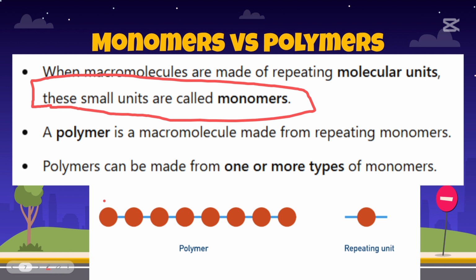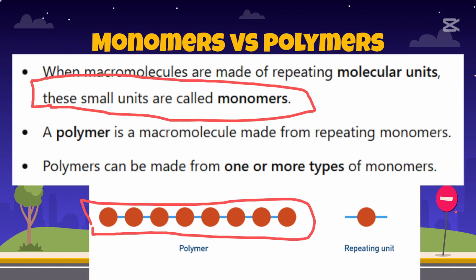Right now, looking at it here, this is our polymer. It contains a lot of different repeating units, while the monomer would be the repeating unit itself. That would be our monomer. Right now this says polymers can be made from one or more types of monomers. Right, and that is quite true.